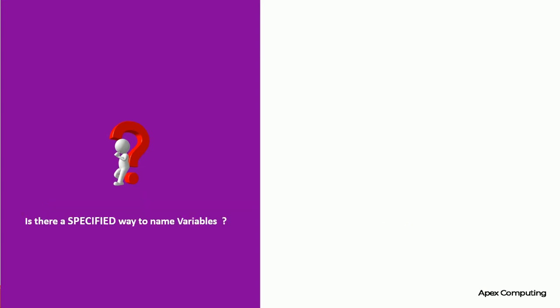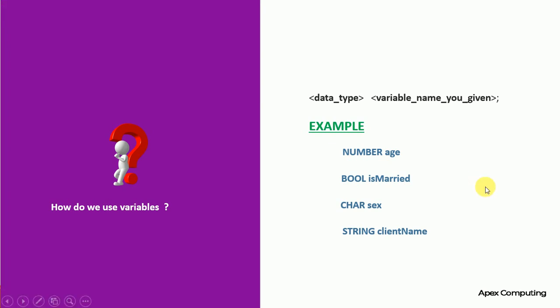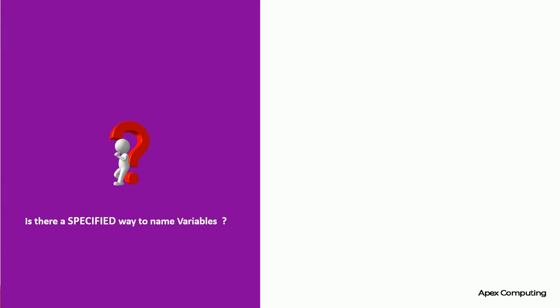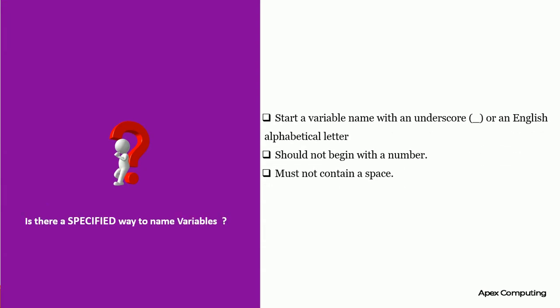Do we have a particular way of defining a variable or writing variable names? I wrote some of them here, but let's see if there is any rule that governs naming of variables. To name a variable, you are supposed to start with either an underscore or an English alphabetical letter. You are not supposed to begin with a number. You must declare variables that do not contain spaces in their names. You are not supposed to use any special character. So a space is a special character. You can't use a question mark in your variable name. You can't use a full stop in your variable name, and other symbols.